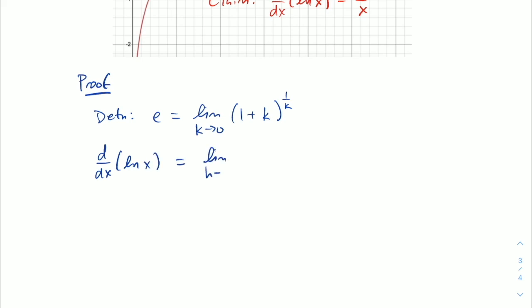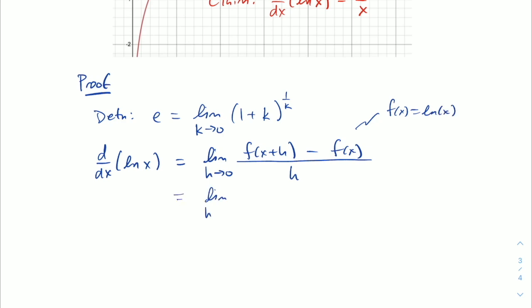So the limit definition is the limit as h goes to 0 of the function with x plus h in it minus the function with x in it, all over h. And our function is natural log. We're taking the derivative of natural log, so this is going to be the limit as h goes to 0 of the natural log of x plus h minus the natural log of x, all over h.